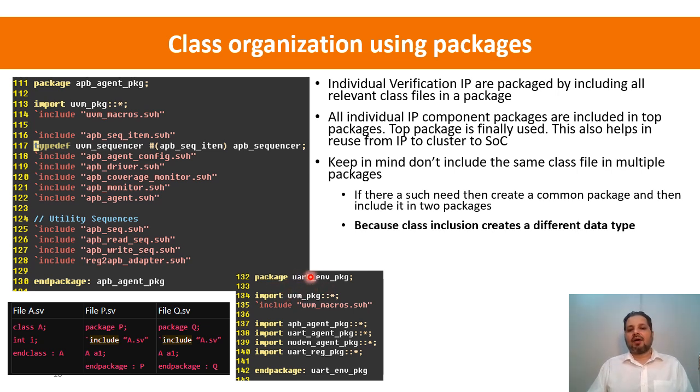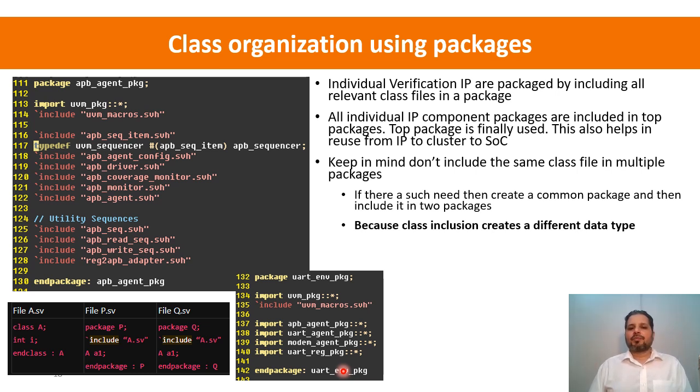So then you have the UART environment package, right? In the environment package, again you import your UVM and then you import the APB agent package. So whatever we had created, we imported the APB agent package, then UART agent package, modem agent package, and then the UART register package. Everything is imported in the environment package, and the environment package itself could be further imported as a test package, and so on and so forth. So you kind of hierarchically package all information.